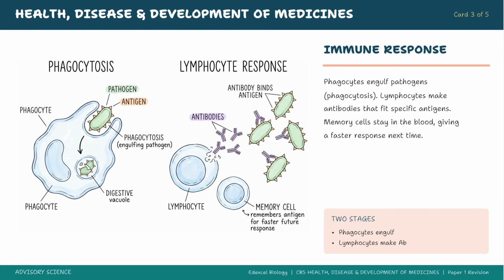Vaccinations work by using this same system. A vaccine contains a dead or weakened version of a pathogen. Your immune system responds to it without you actually getting sick. It produces antibodies and leaves memory cells behind. So, if you meet the real pathogen later, you're already prepared. This is called the secondary immune response.